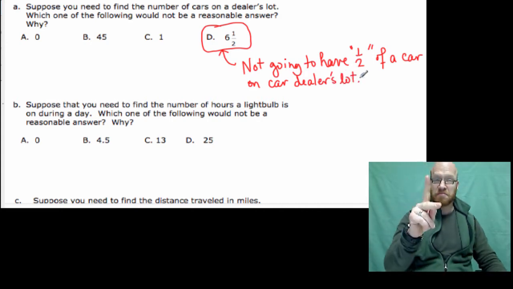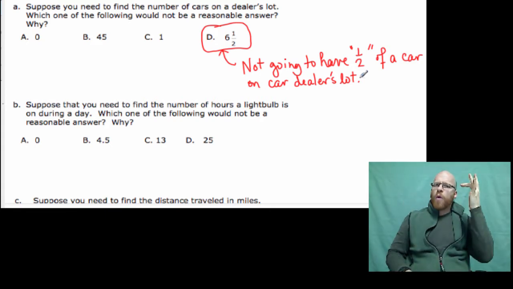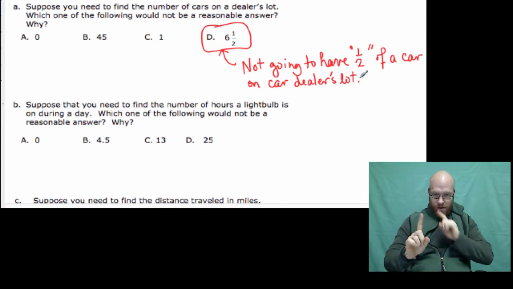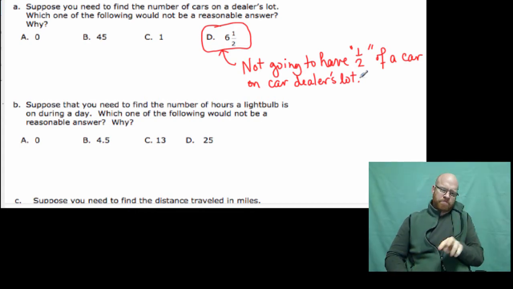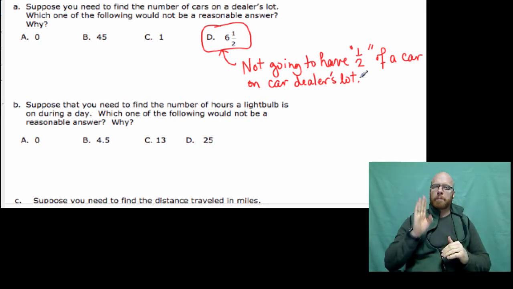Okay, so you get the idea of what we're doing now? Let's go to example B. It's important to figure out why. When you have an answer, look at the answer and say, is this answer even possible with the question I'm looking for? Is it possible to have half a car? No. And then you can look at your work and find your mistake.